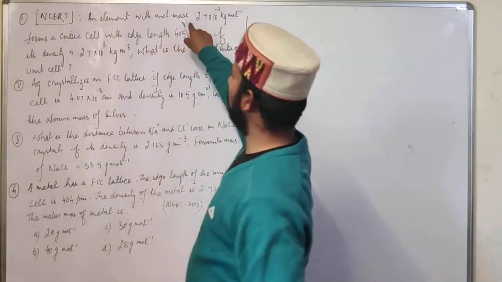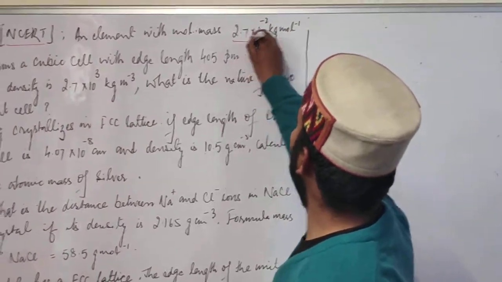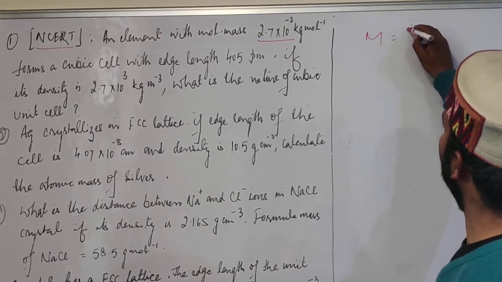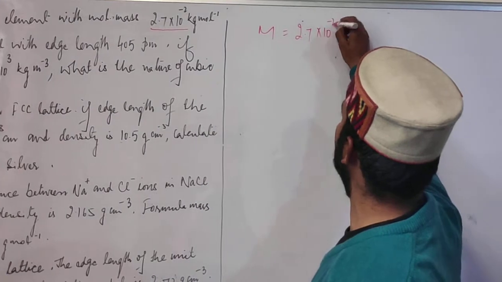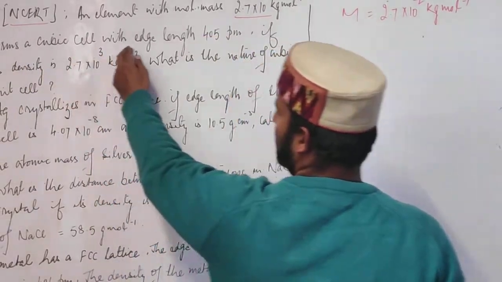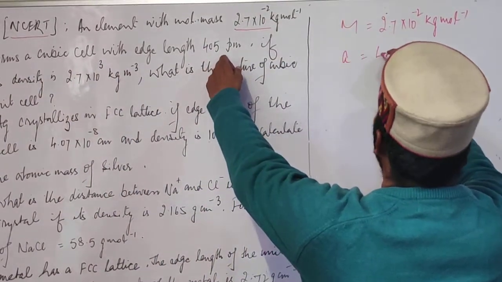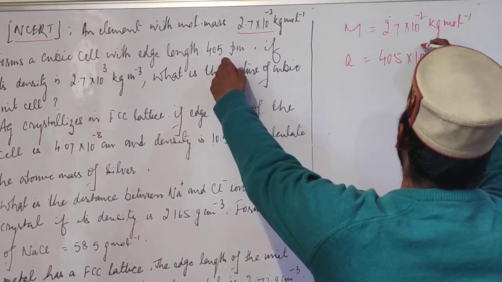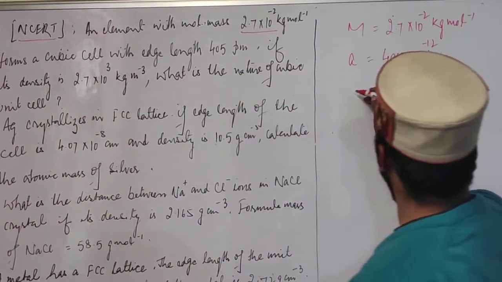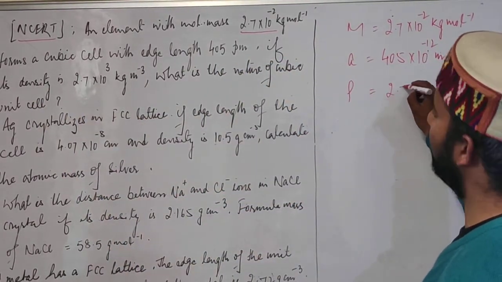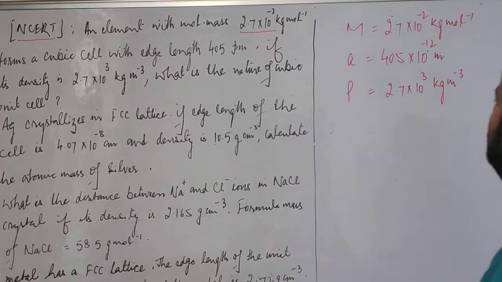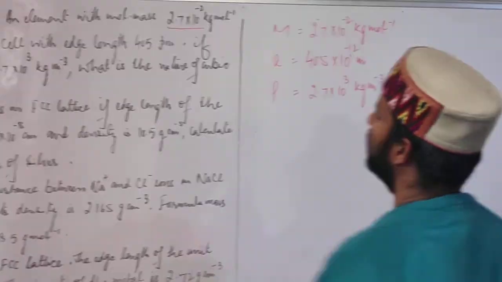An element with molar mass 2.7 into 10 raised to power minus 2 kg per mole is given. So students, molar mass, that is capital M, is given. It forms a cubic cell with edge length 405 picometer. Pico is 10 raised to power minus 12 meters. Now its density, rho, is given, it is 2.7 into 10 raised to power 3 kg per meter cube. Now, what is the nature of the cubic cell?